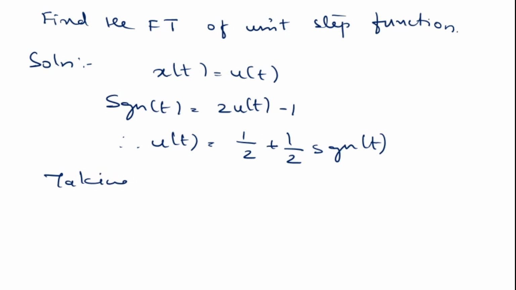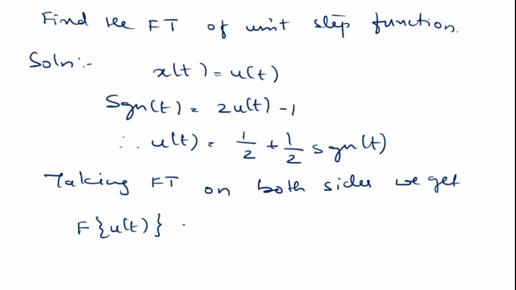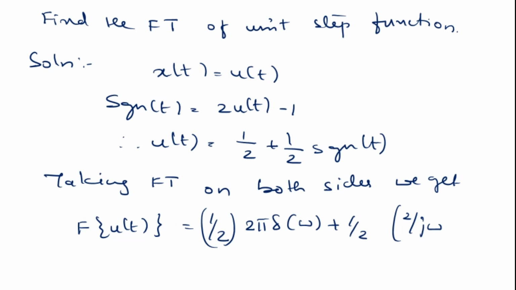Then taking Fourier transform on both sides, we get Fourier transform of u of t is equal to half into 2 pi delta of omega plus half into 2 divided by j omega, which is equal to pi into delta of omega plus 1 divided by j omega.